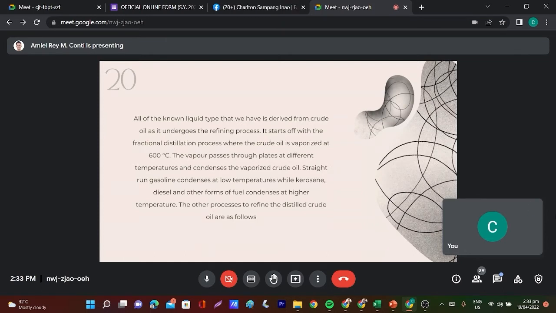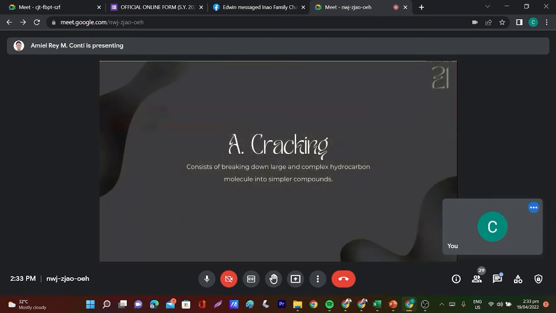The other processes to refine the distilled crude oil are as follows. Cracking consists of breaking down large complex hydrocarbon molecules into simpler compounds. There are two different methods to do cracking. First is thermal cracking. It is cracking with the use of temperature, kasi sabi doon thermal. And catalytic cracking. Catalytic means it needs catalyst to do cracking.